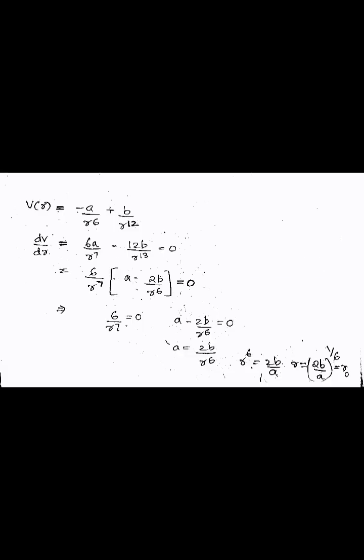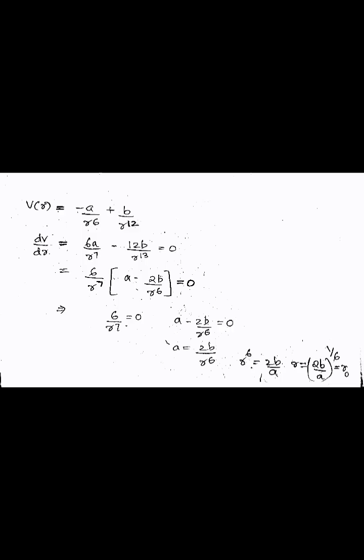So here it is given that V is equal to minus a by r raised to 6 plus b by r raised to 12. Then to find the equilibrium separation, we know dv by dr is equal to 6a by r raised to 7 minus 12b by r raised to 13, which is equal to 0. That is 6 by r raised to 7 into a minus 2b by r raised to 6 is equal to 0.